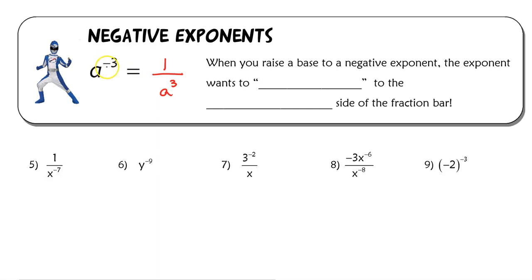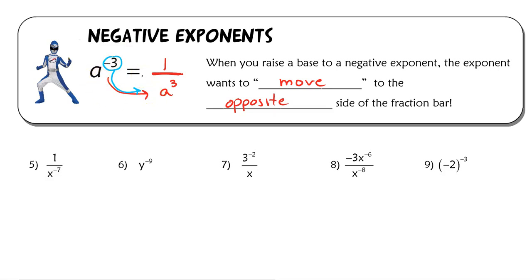So he moved to the bottom, right? Think of this as like 2 stories. Top story, bottom story. He wants to go to the basement to get happy again. Okay, I know that's a lame story, but hopefully that'll kind of make sense. When you start off negative, you have to switch floors and go to the opposite floor. So when you raise a base to a negative power, the exponent wants to move to the opposite side of the fraction bar. He started on top, now he wants to go to the basement.